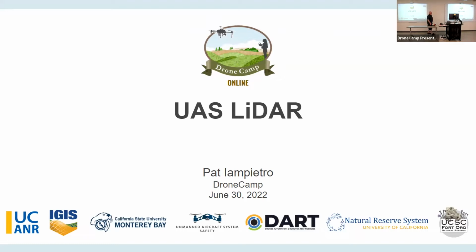So, okay. UAS LiDAR. We've been talking a lot about all the great 2.5D and 3D products that we can generate using photogrammetry, and how great it is that a simple system like a camera with a bunch of overlapping photos can end up giving you not only a nice seamless orthorectified photo, but a surface model as well. And that's a passive sensing system, right?